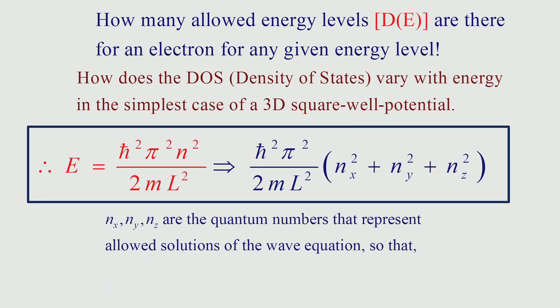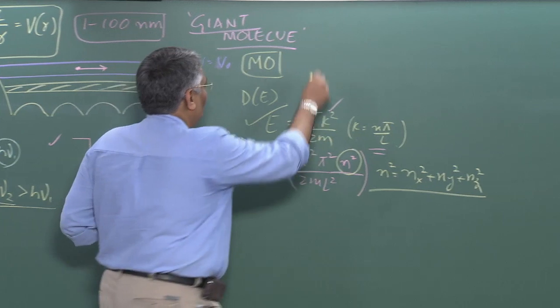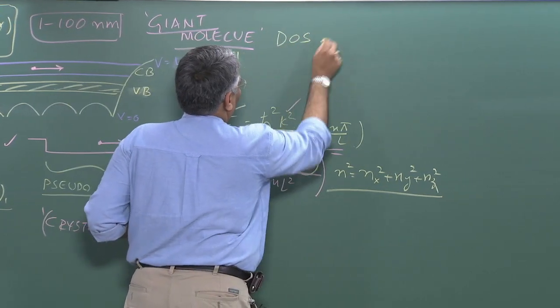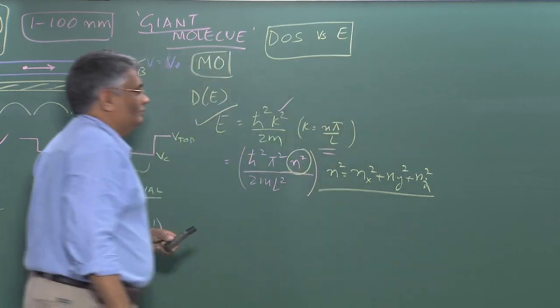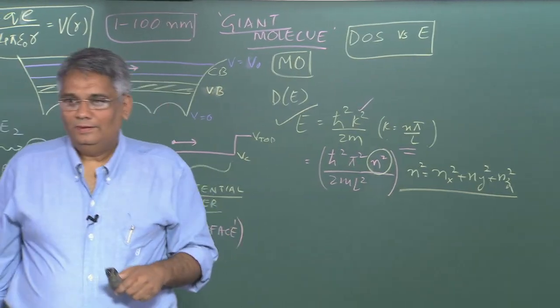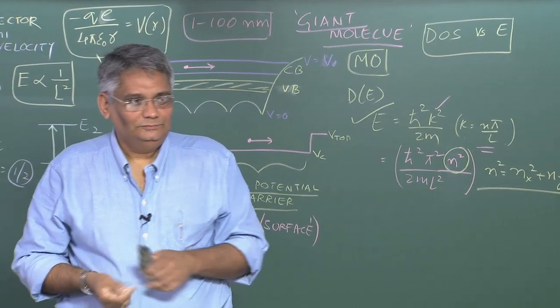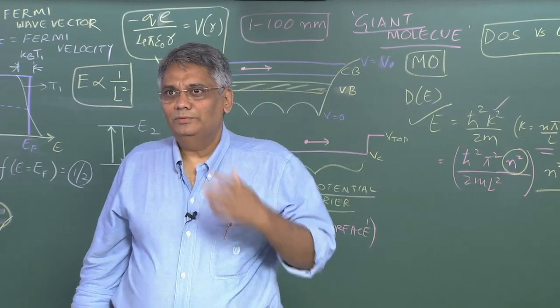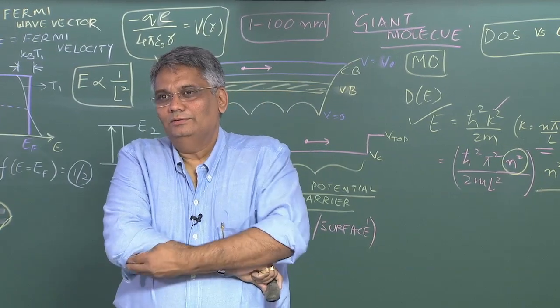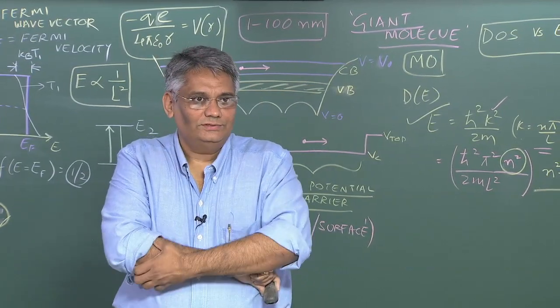So nx, ny, nz are the quantum numbers, and if this is a starting point, we need to look at how the density of states changes as a function of energy. So how can we do that? These quantum numbers represent the allowed solutions of the wave equation, is it not?